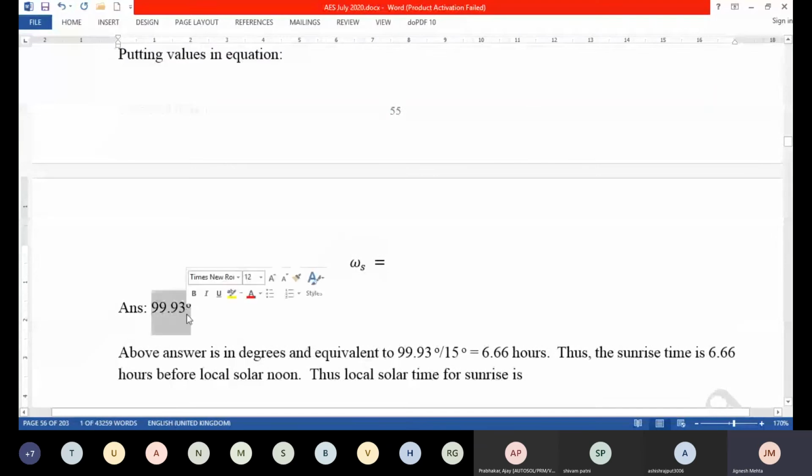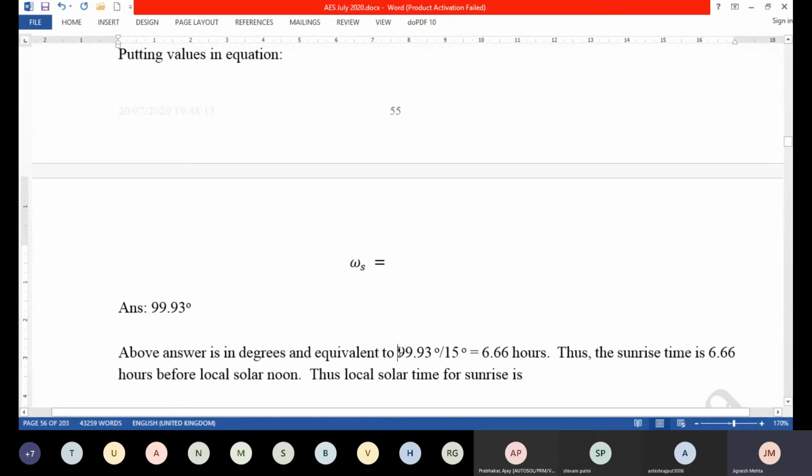It is more than 90 degrees, right? So day length is 15 times 6, which is 90. So day length on one side. This basically gives you the angle before solar noon, right? So 99.93 means it is more than 6 hours, more than 90 degrees. So day length is more than double of 6 hours. That is, it's more than 12 hours, right? That is what you can get.